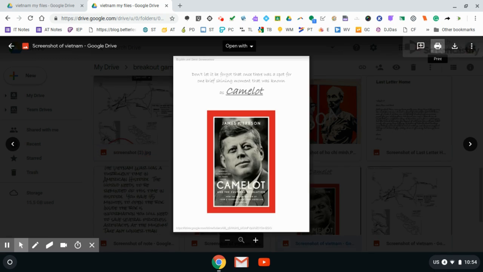The second file on the flash drive is called Camelot. The electronic Camelot file contains a Time magazine cover of JFK with the words, "Don't let it be forgot that once there was a spot for one brief shining moment that was known as Camelot," with the word Camelot written in extra large letters and underlined. On the magazine cover, the word Camelot is actually a hyperlink that will take the students to a Google site where there are 2 clues and 1 red herring on the website.